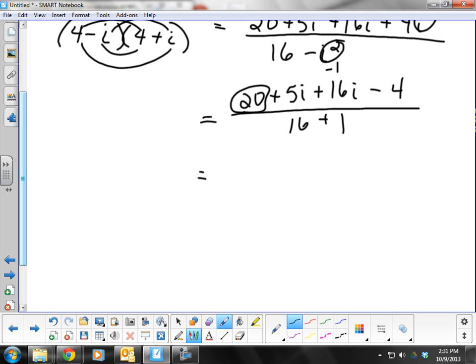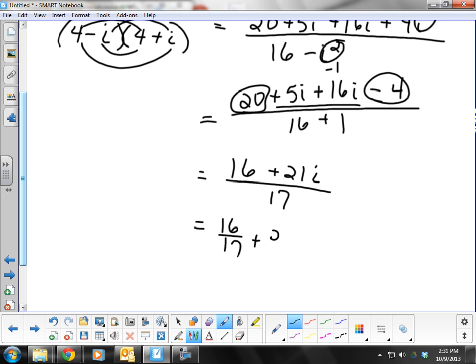Now I combine like terms, so I've got 20 and minus 4 gives me 16. And then the 5i and the 16i gives me plus 21i over 17. Now that's not exactly in standard form yet. To get that in standard form, you have to split it apart. So you get 16 over 17 plus 21 over 17 times i. That's actually standard form. Anybody got any questions?